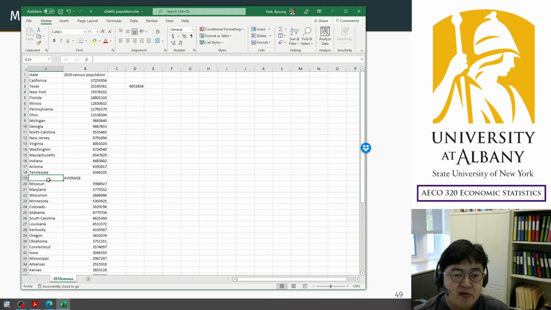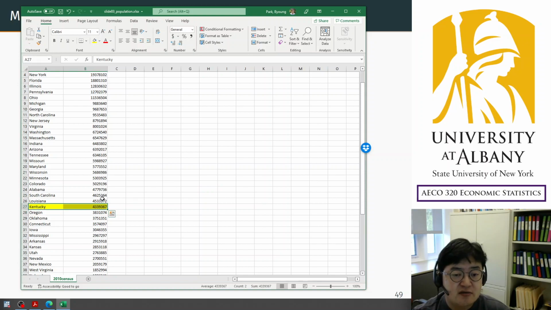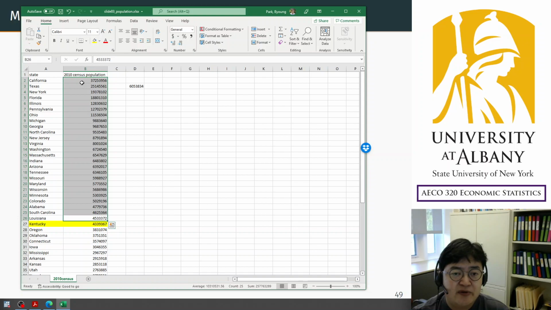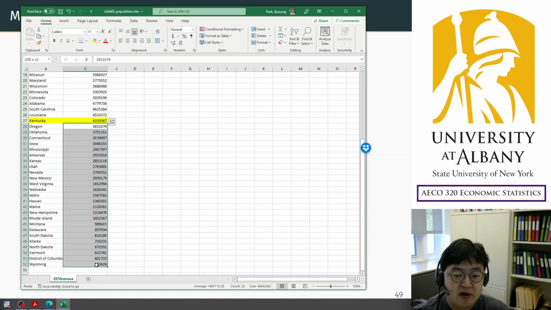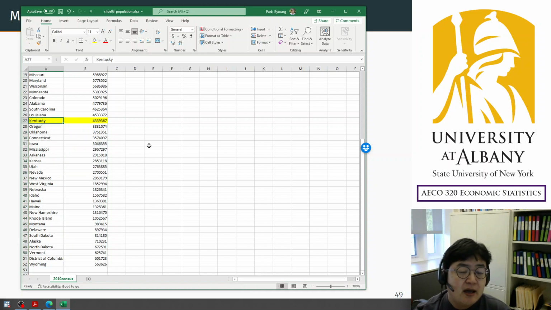Average is here. Average was calculated like this, but let me delete this. But what is the median? Because there are 51 states, if you choose the 27th, say, let's think about Kentucky. If you choose Kentucky, above Kentucky there are 25 states, and below Kentucky the other 25 states are below Kentucky. So in that sense, Kentucky is the balanced middle center, right? It is the center in this sense.